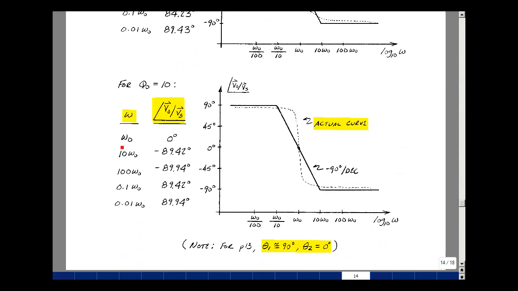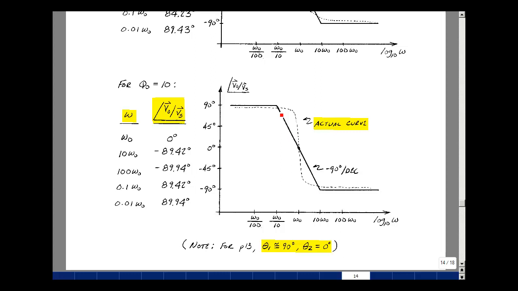Evaluating that equation on top, when omega equals omega naught, again, independent of Q naught, you get 0 degrees. For 10 omega naught, I get minus 89.42 degrees. For 100 omega naught, I get minus 89.94. So we're going over here, getting closer to minus 90 degrees and much less change in frequency. Going backwards, we see the same result, plus 89.42 and plus 89.94. An abrupter change in angle with frequency. Approximate this with 3 straight lines.